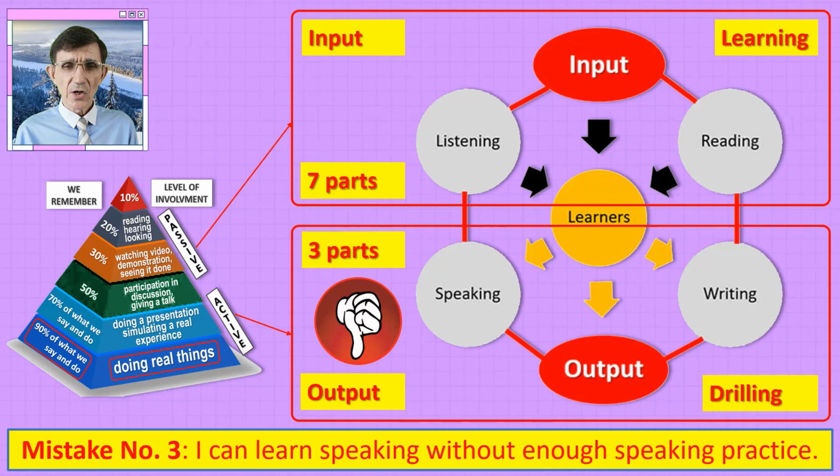In fact, the learning process of most foreign language learners is organized so that they have 7 or more parts of input stage and 3 or fewer parts of output stage. Many learners don't practice at all. They just read, watch and listen, but they don't do writing and speaking exercises.